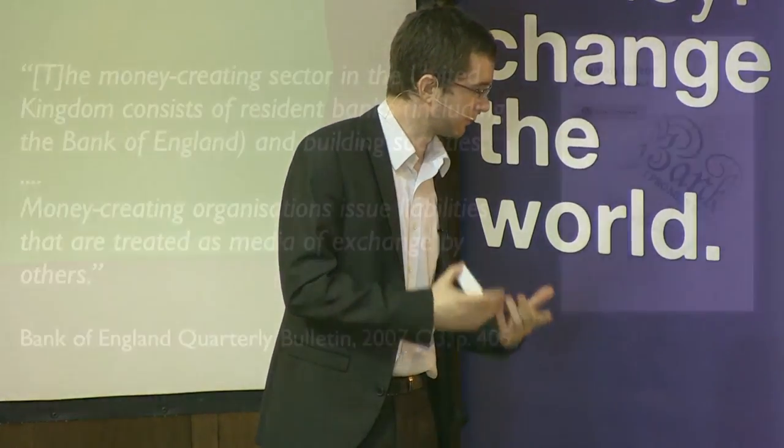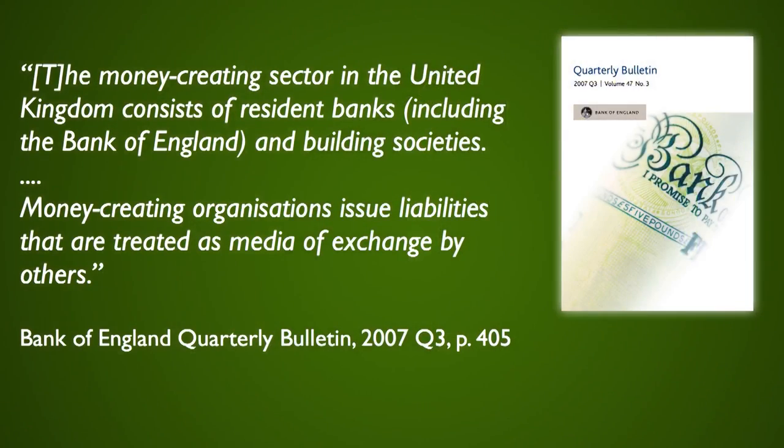When you use a debit card, there's no £10 notes moving from your account to somebody else's account. It's actually just accounting entries between the banks. And the Bank of England explains this quite clearly. They say the money creating sector in the United Kingdom consists of resident banks and building societies. Money creating organizations issue liabilities that are treated as a medium of exchange by others. And those liabilities are the numbers that you see in your account.